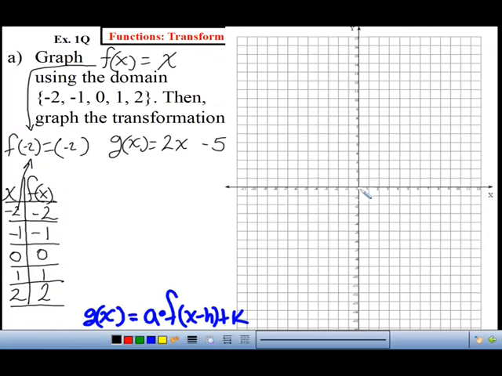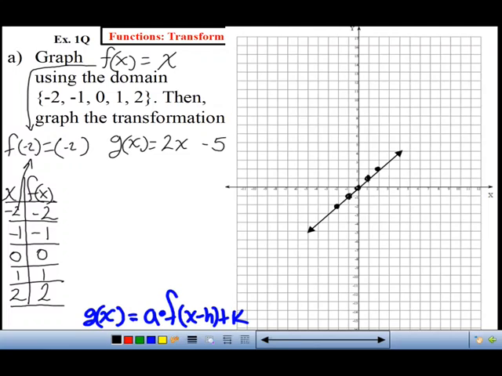Let's graph this. -2, -2, -1, -1, 0, 0. 1, 1, 2, 2. All right, get your ruler or your index card or whatever it is you use for graphing. There it is. And if you notice, it doesn't have any curves because it's a straight line.